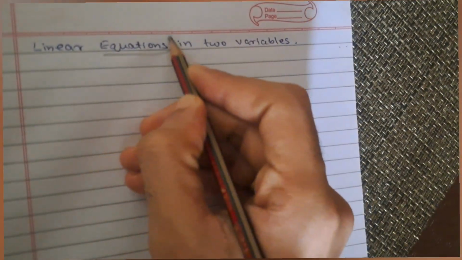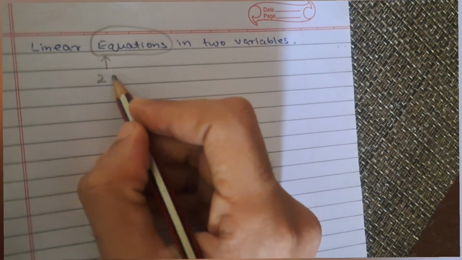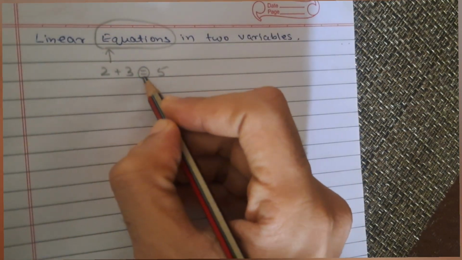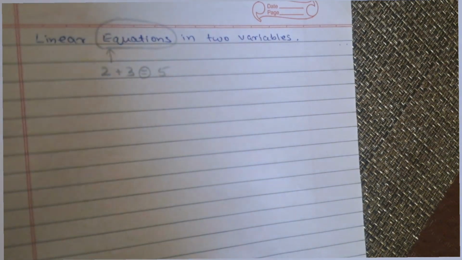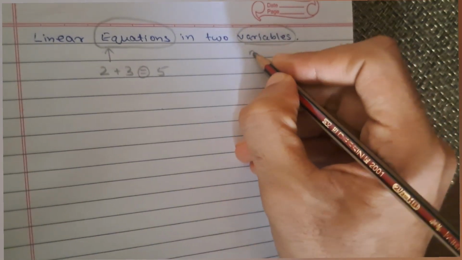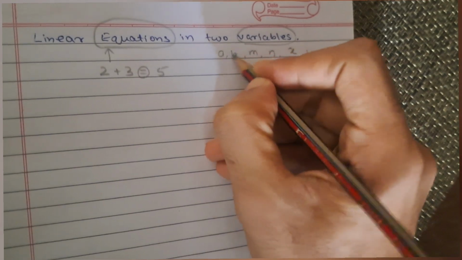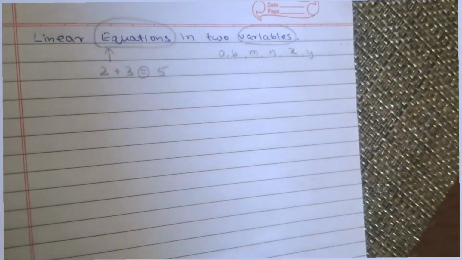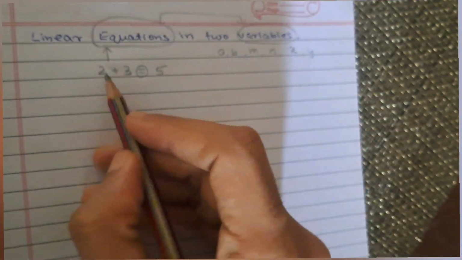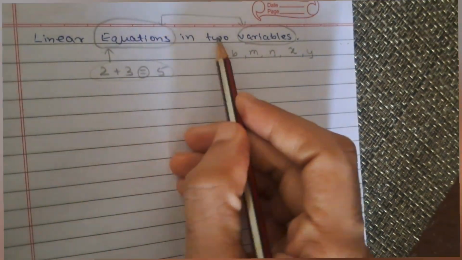Equation. So first of all, let's understand the meaning of equation. An equation is nothing else but, let me say, if I'm writing something like 2 plus 3 is equal to 5. If this line contains an equals sign, then it is an equation. And variables are nothing else but alphabets like M, N, X, Y, A, B. These alphabets are nothing else but variables. So now if we connect equations and two variables, such an equation, if it contains two alphabets, is called an equation in two variables.